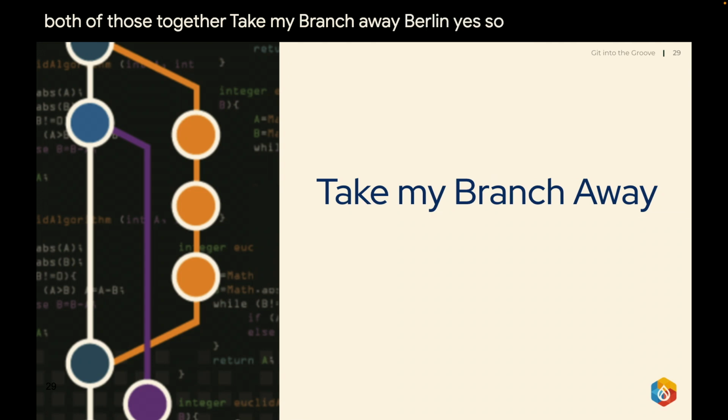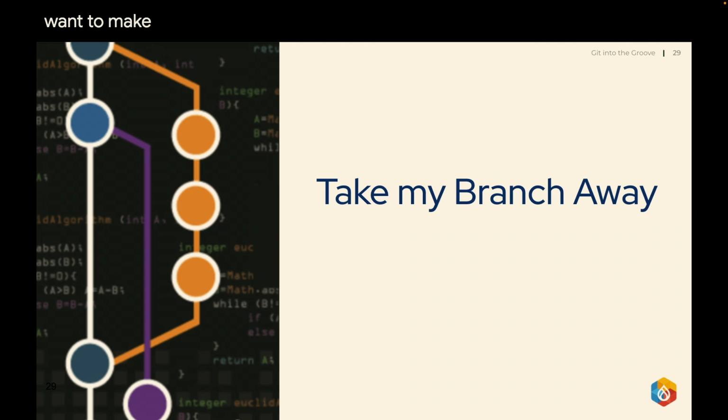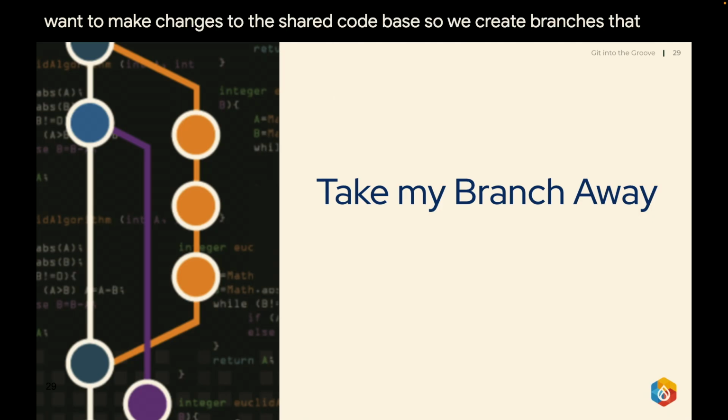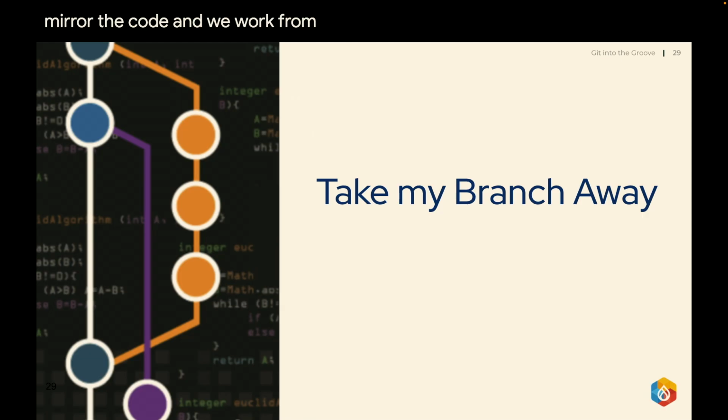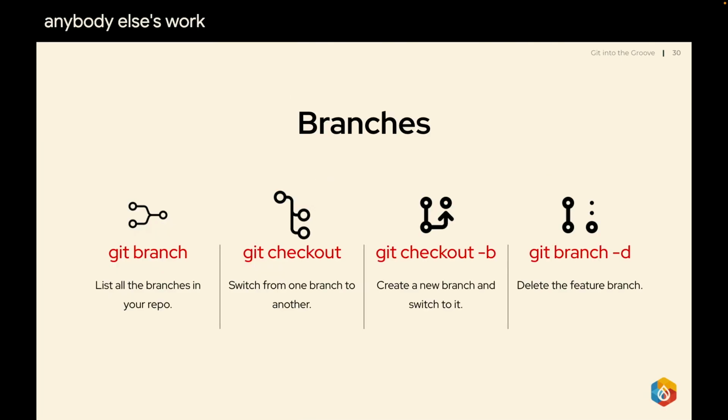So branching. We don't want to make changes to the shared code base, so we create branches that mirror the code, and we work from there so we don't screw up anybody else's work. So git branch will list all of the branches in your repository. It'll list all of them, and it'll flag the one that you're on.